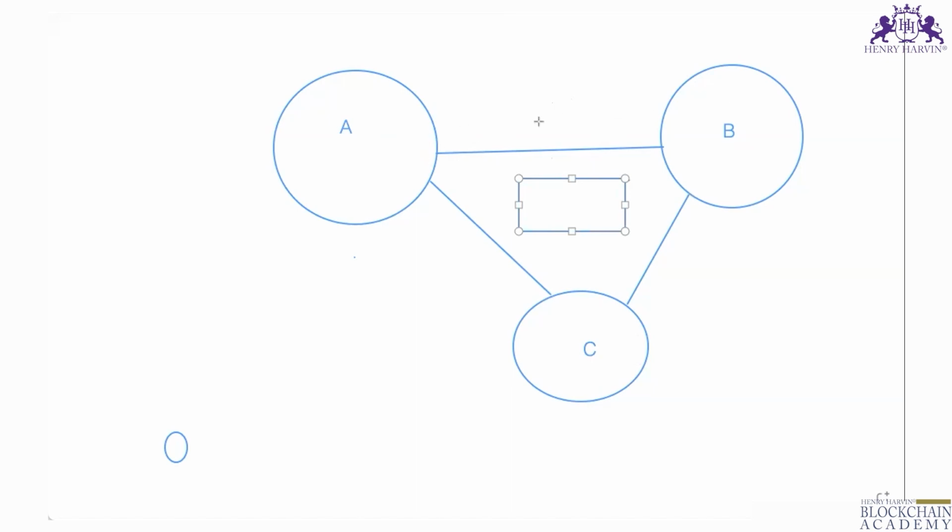Suppose A and B want to share particular data, such as order history, without the knowledge of C. That is also possible with Hyperledger Fabric. They can create a channel between A and B, and communicate through that channel.